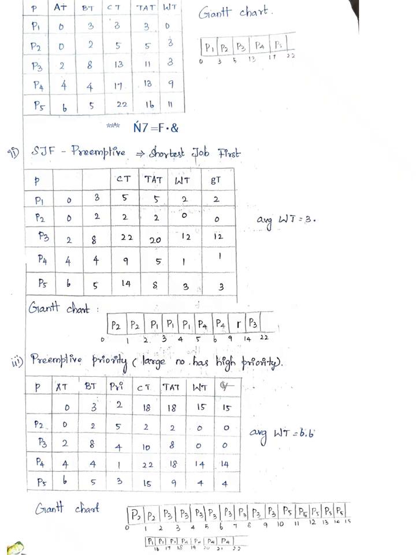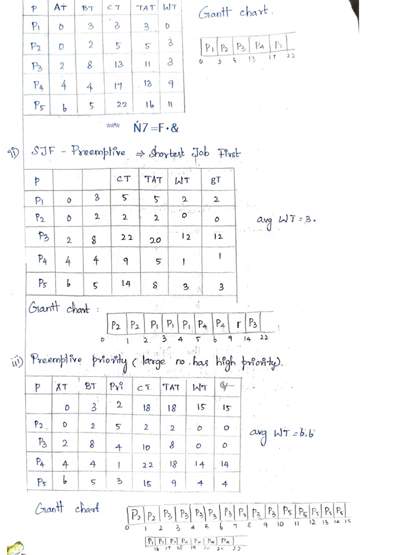In the Gantt chart, first we have to start with the process which comes first. So P1 came first. We have to check the arrival time. The arrival time is 0. P2 also came at 0, but P1 is the first to come, so we will take P1. What time will it take to complete? 3 is the burst time. So P1 starts at 0 and will complete at 3. Then it will go to P2. Its burst time is 2, so 3 plus 2 is 5.